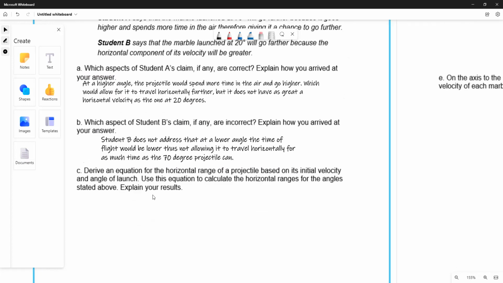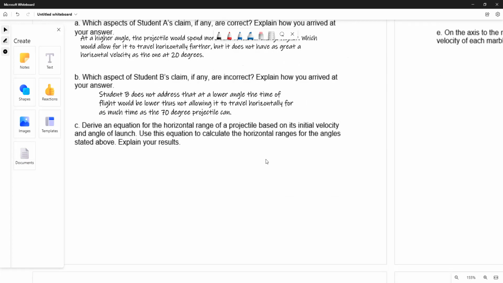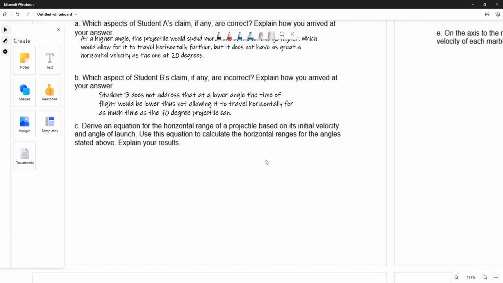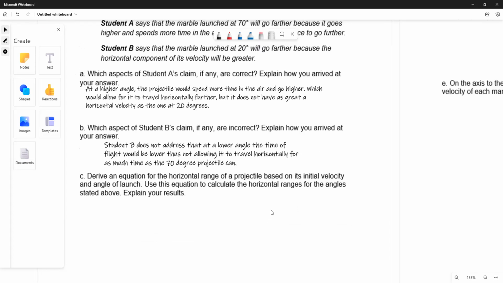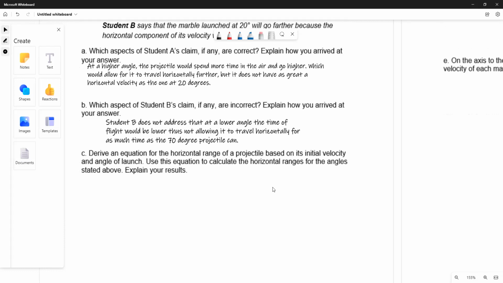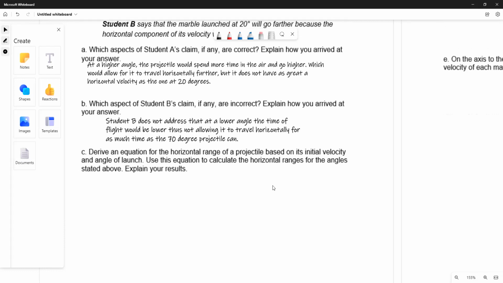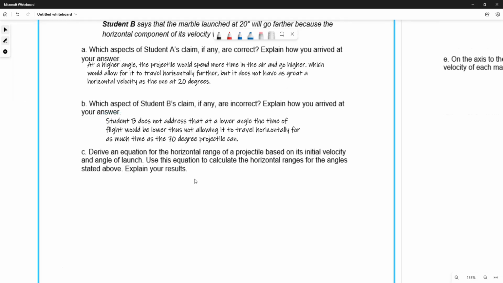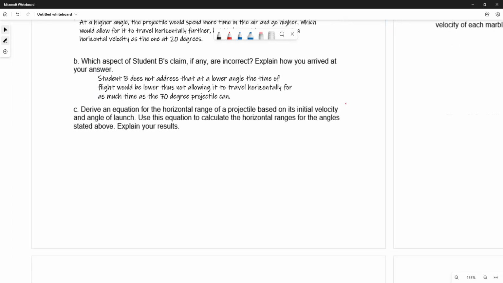Derive an equation for the horizontal range of the projectile based on its initial velocity and angle of launch. Use the equation to calculate the horizontal ranges for the angles stated above and explain our results. I'll explain here where it really gets unpleasantly confusing to answer this question, but I think it's kind of an okay exercise as far as derivation goes, since we're not that used to doing objects at an angle, right?